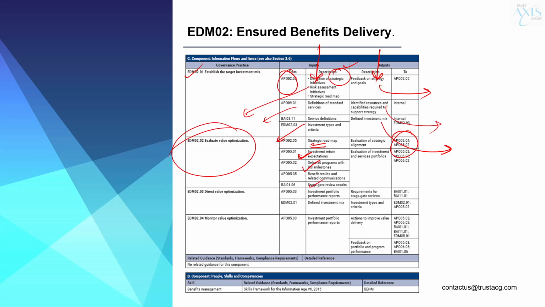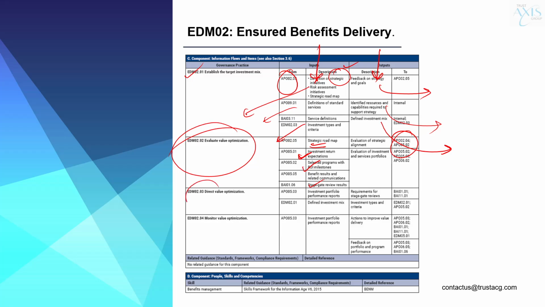Okay. So the outputs or the outcomes of this particular practice will basically ensure the evaluation of your strategic alignment, right? Ensuring that all programs are still in line with the business goals, and the evaluation of investments and service portfolio reports, right? So, confirming that the expected benefits are being realized. So, these outputs are then fed into the processes that will be used by the management to close the loop on investment oversight and continuous improvement.